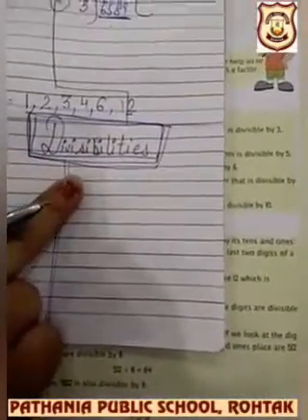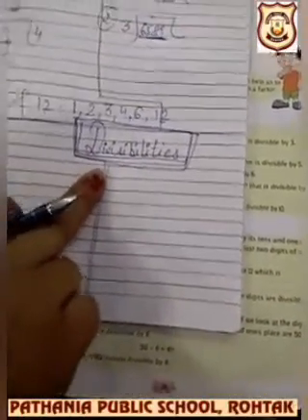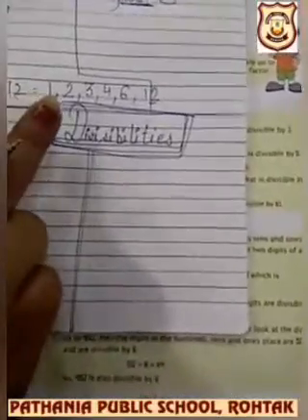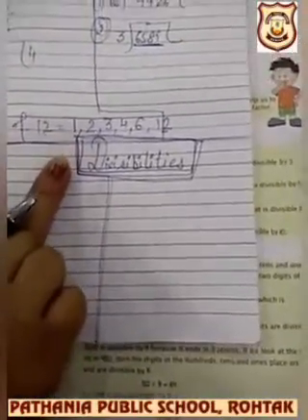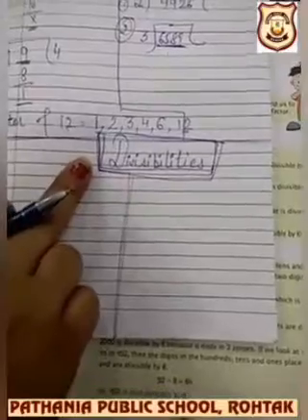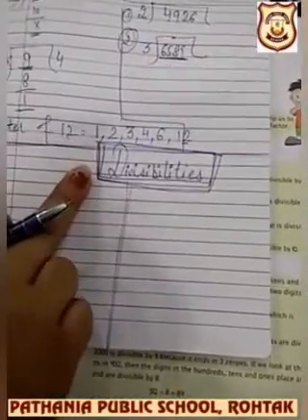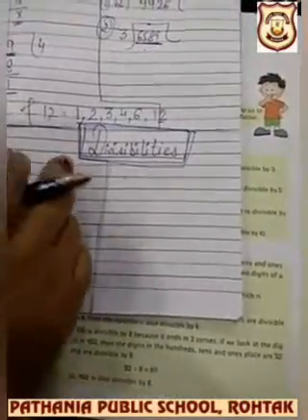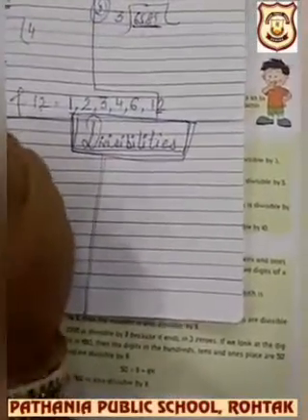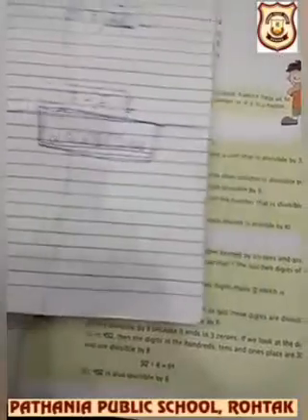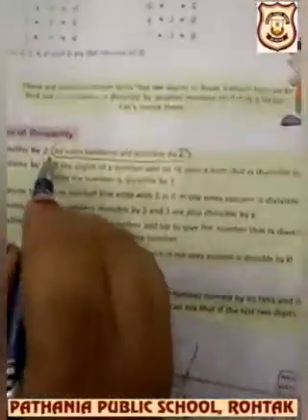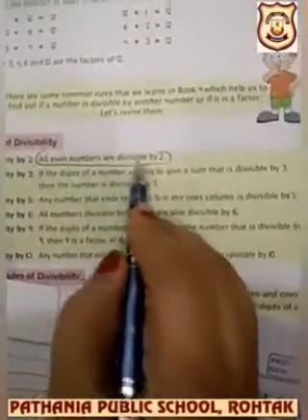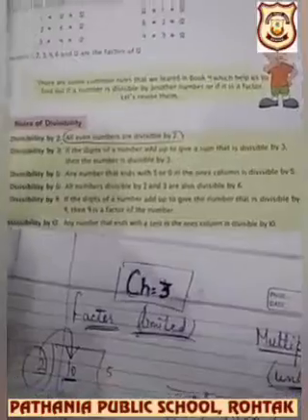So there are some rules of divisibility, and if you know those rules, you can easily tell in seconds whether the number is divisible by that particular digit or not. So let's start the divisibility rules. First, we'll do by 2. Divisibility by 2. All even numbers are divisible by 2.